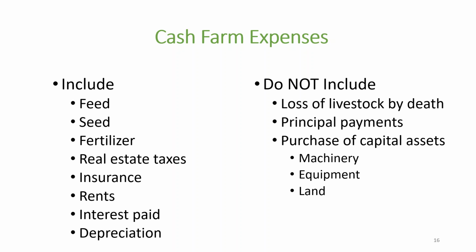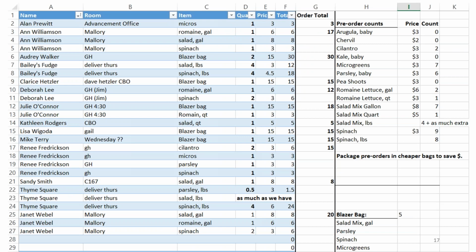When you're paying down your loan, the portion of your payment that goes toward paying down the principal, or the amount that you originally borrowed, that is not an expense. That is recorded as a pay down of your liability on your balance sheet. Also, purchase of capital assets such as machinery, equipment, and land. Again, those are not expenses. Those go on the balance sheet rather than the profit and loss statement.